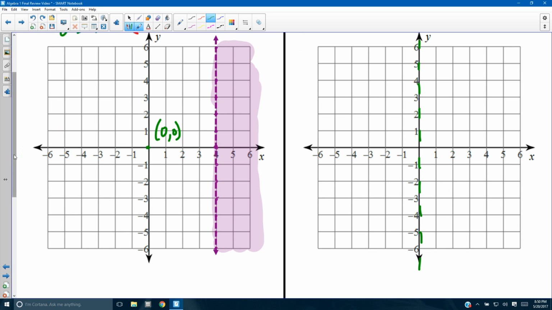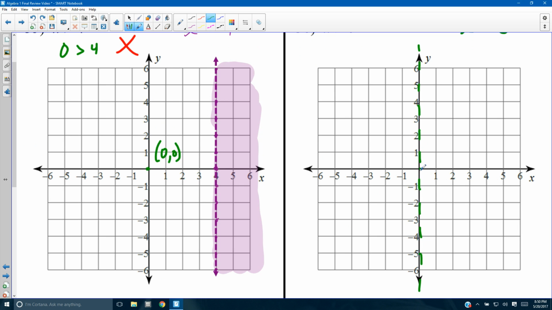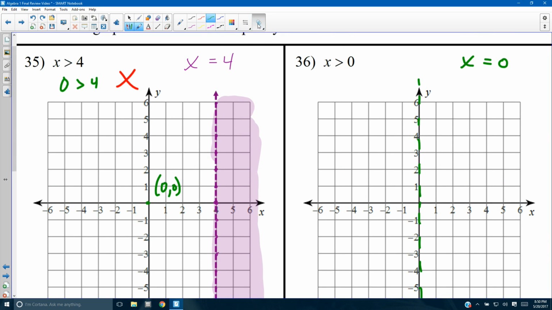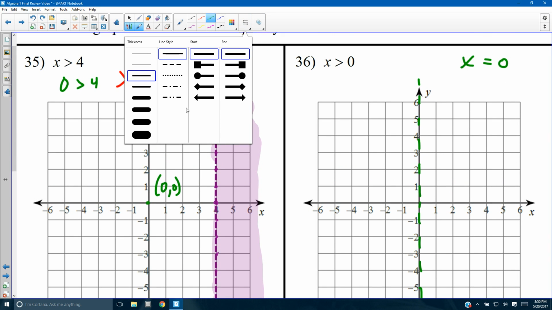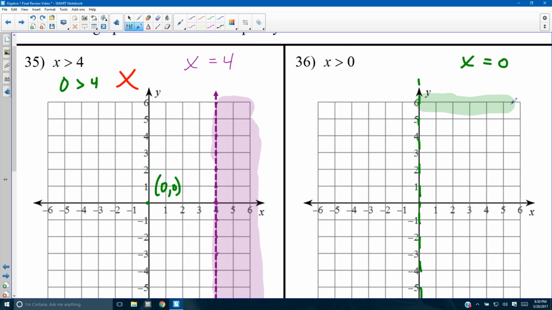And look, I couldn't test 0, 0 at this point because 0, 0 is on the boundary line. So you could test 1, 0, something like that. As it's a greater than, we will still be shading to the right as well. So this problem remains the same. I apologize for the lack of diversity for these problem types. Hopefully it's still being covered in the same way.